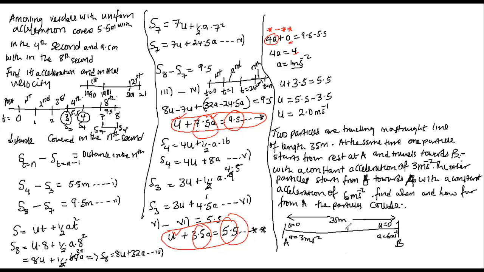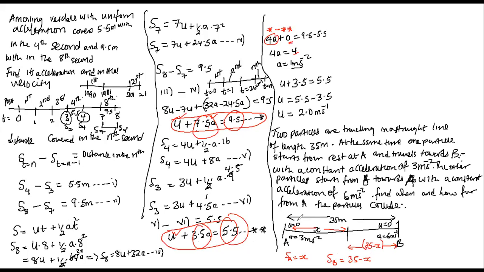Now, when they travel, they might collide here. If A has moved up to X, then the distance left is 35 minus X. So this one to collide would have moved the distance of 35 minus X, while this one would have moved the distance of X. So the distance of A is equal to X, and the distance S of B shall be 35 minus X.